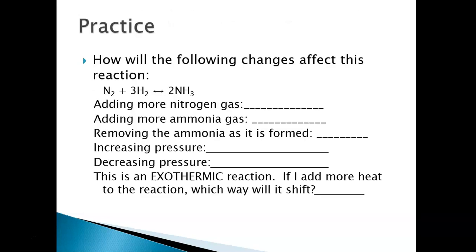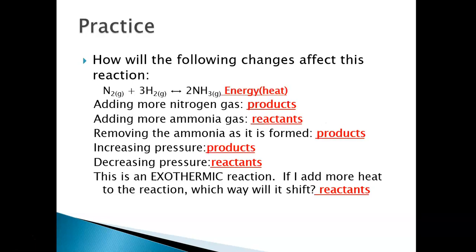Okay, so using what we just talked about, I want you to pause for a moment and try to answer these questions. In this equation, all of these are gases. Okay, so I want you to think about what would happen if you did each of these things.